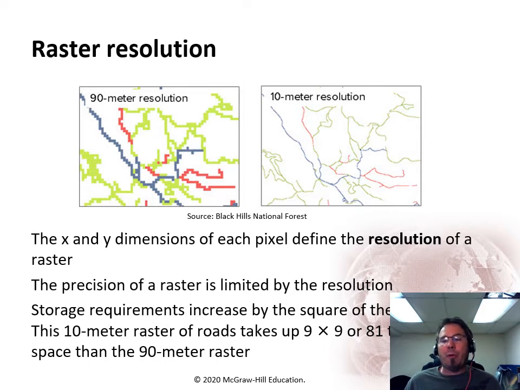You don't gain anything by doing that. And as for storage requirements, this is where file size can play a role. Rasters can get very big in a hurry. The storage requirements increase by the square of the resolution. So you could see that a 10 meter raster is 81 times more, the file size is 81 times bigger than a 90 meter raster. So these files get really big really quick, especially when you get into things like LiDAR, where you're at 1 meter or even sub-meter resolution. Those files get into the gigs and even terabytes in a hurry.